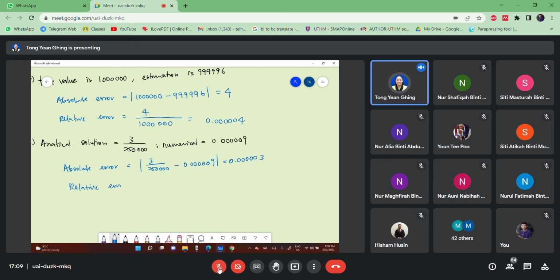Relative error becomes the absolute error, 3, divided by 3 over 250,000. Okay. Jasmine, can you help me to calculate this relative error? What do you get?